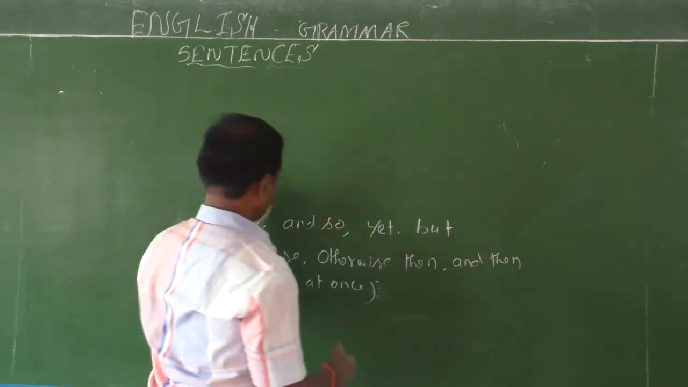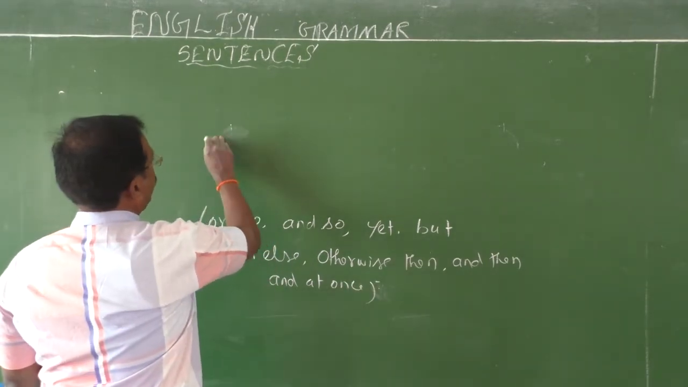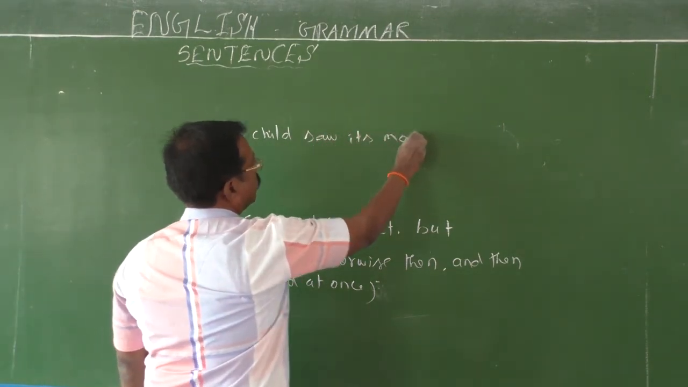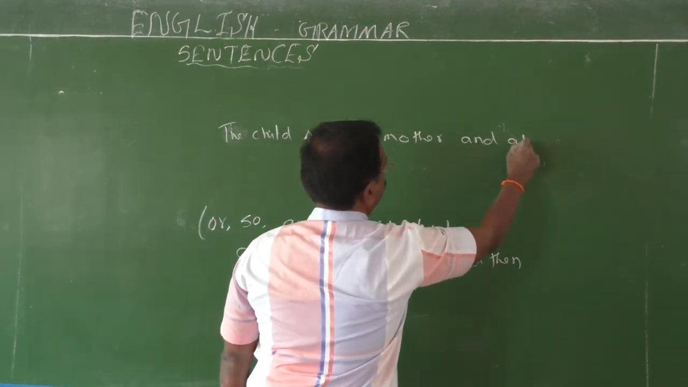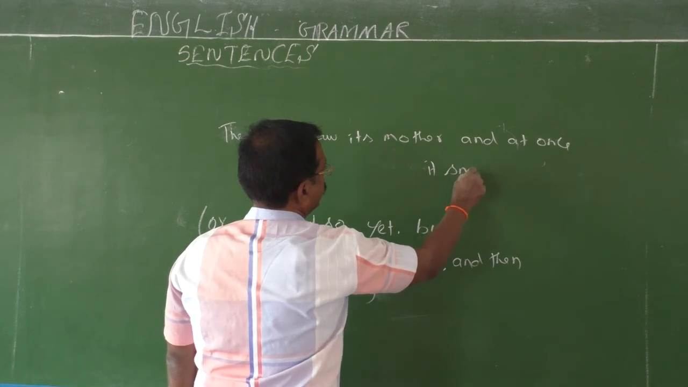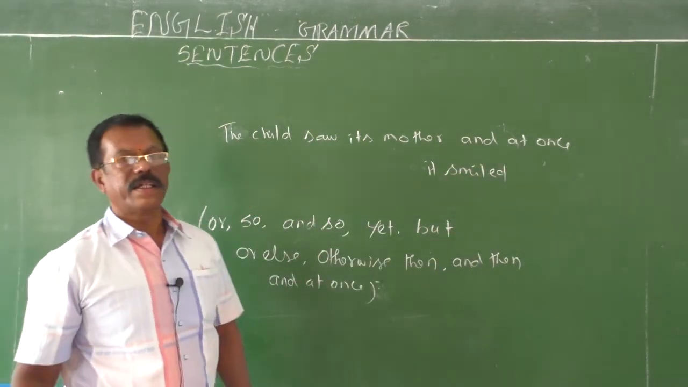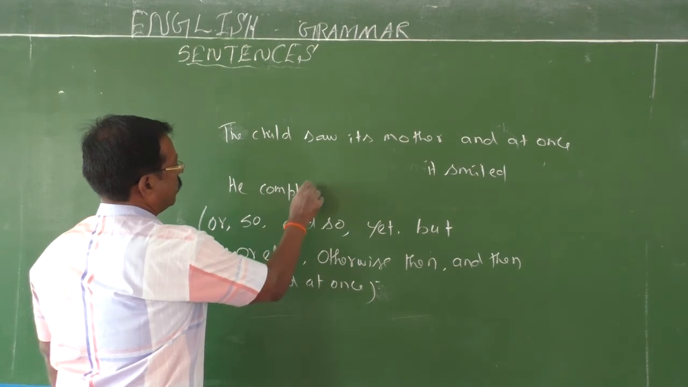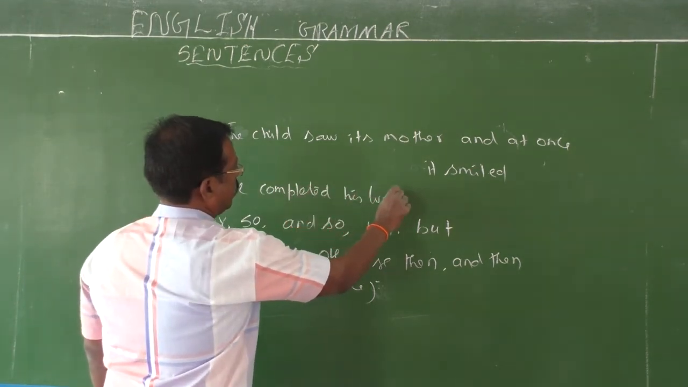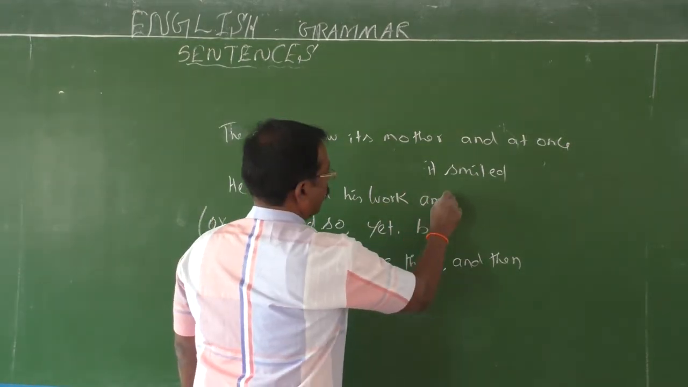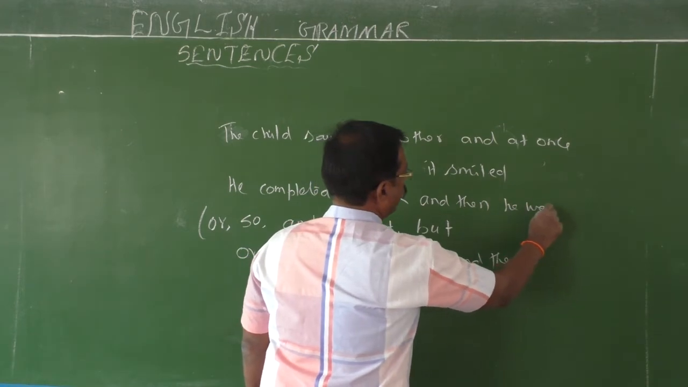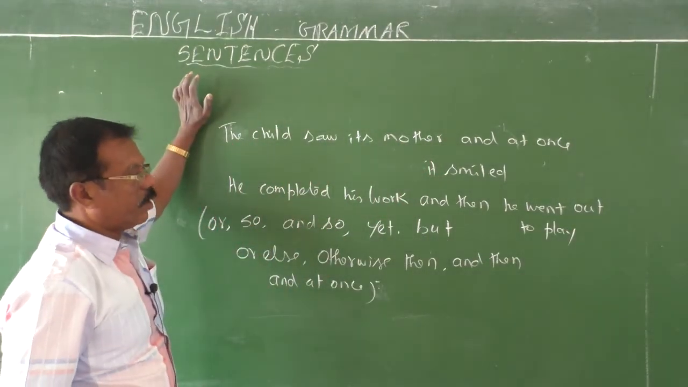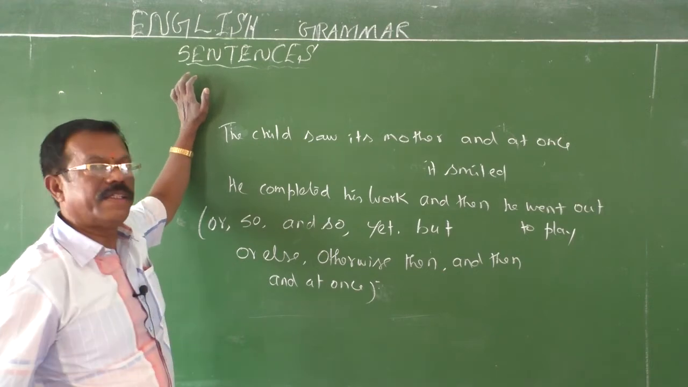Then, the child saw its mother and at once it smiled. The child saw its mother and at once it smiled. Then he completed his work. He completed his work and then he went out to play. And then he went out to play. Okay, so here I have given you more and more examples of compound sentences using the coordinating conjunctions.